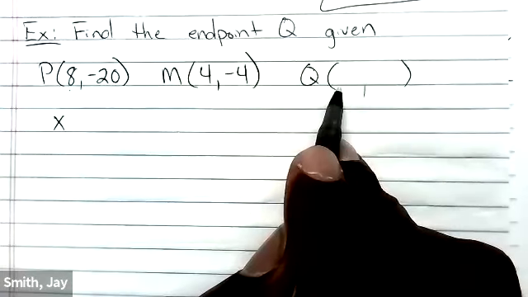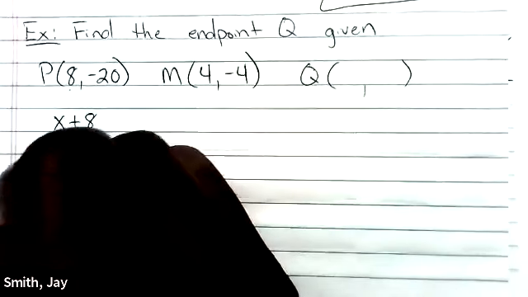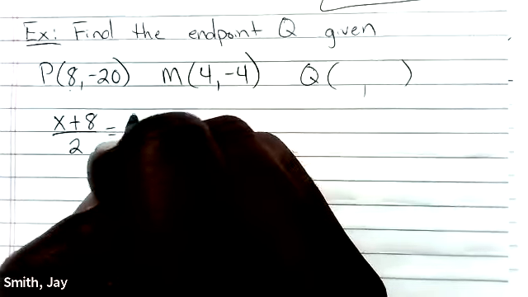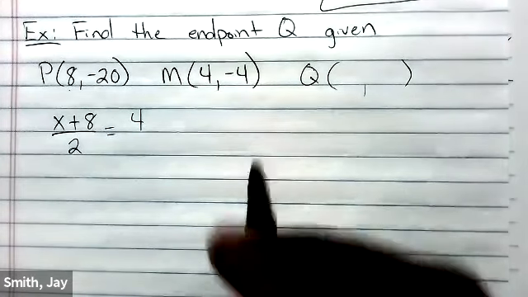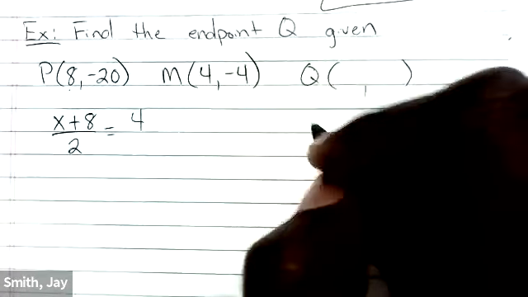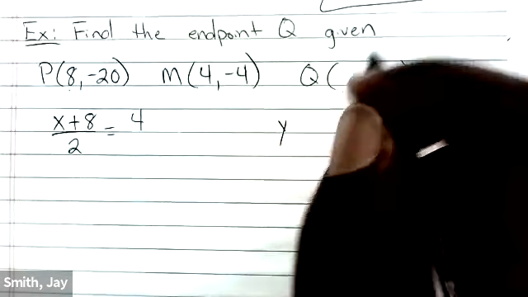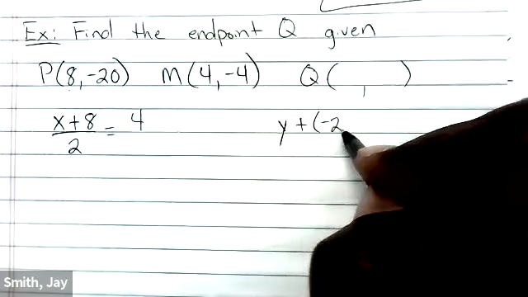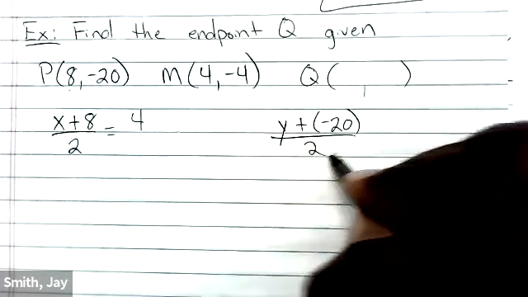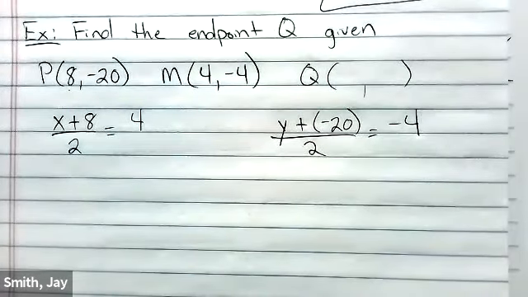That's our something, that X coordinate for the Q that we're looking for, plus the X coordinate of P, has all been divided by 2. That's going to give me my midpoint X coordinate of +4. We can do the same thing for the Y coordinates. So we know there's some Y plus -20 divided by 2 is going to give me the Y coordinate of my midpoint, which we know is -4.